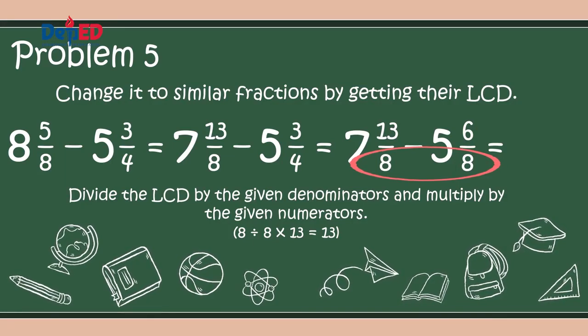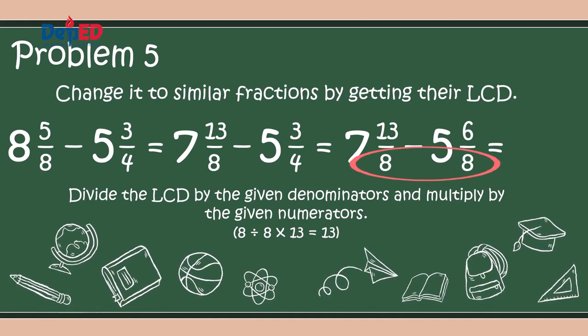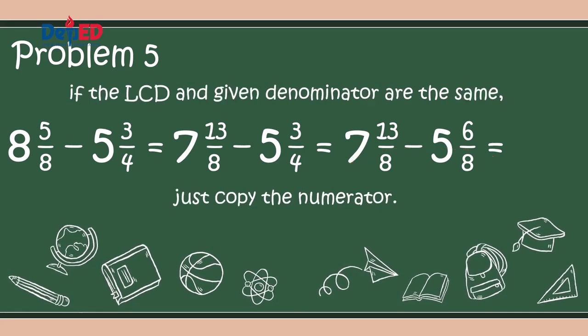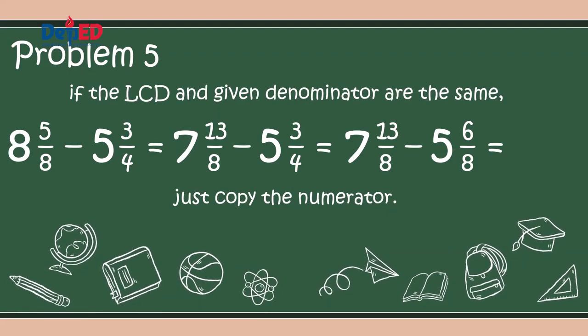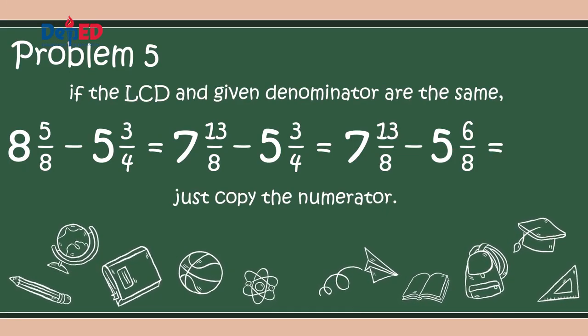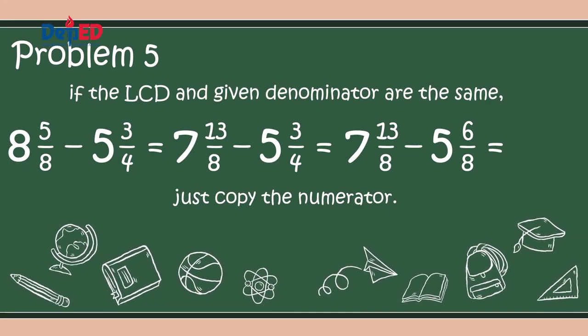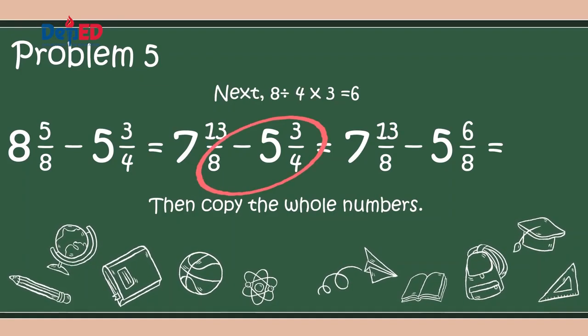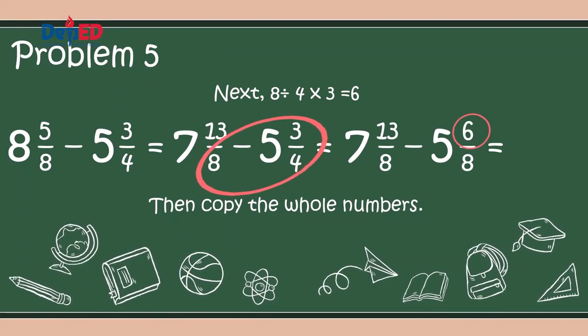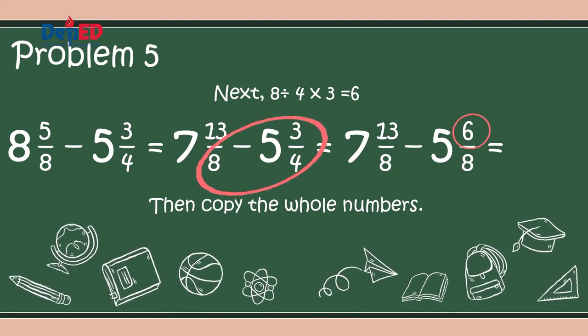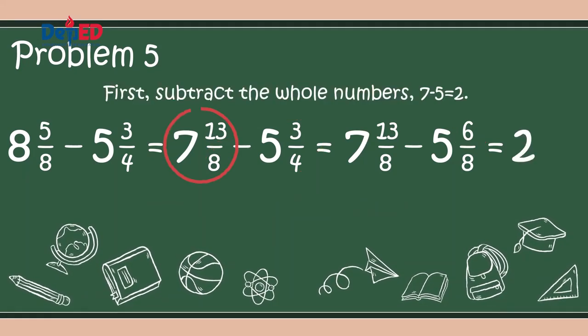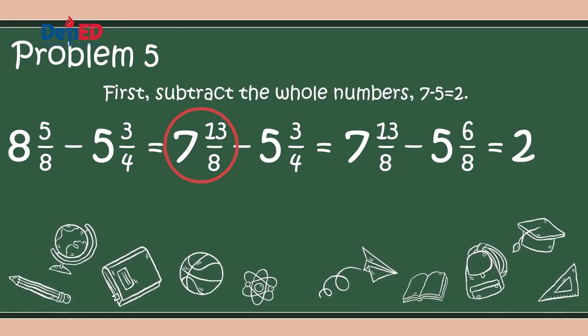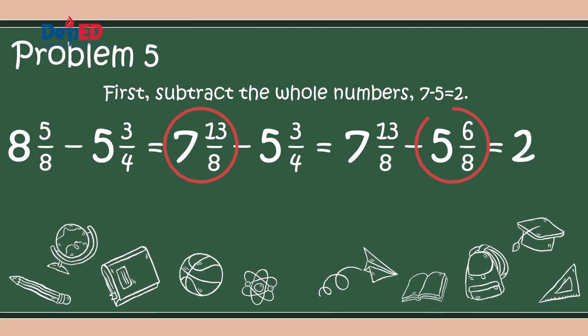8 divided by 8 times 13 equals 13. Next time, if the LCD and given denominator are the same, just copy the numerator. Next, 8 divided by 4 times 3 equals 6. Copy the whole numbers. So we have 7 and 13 eighths minus 5 and 6 eighths.